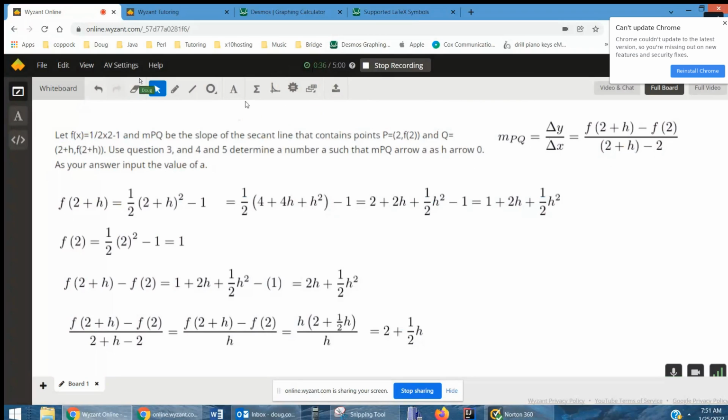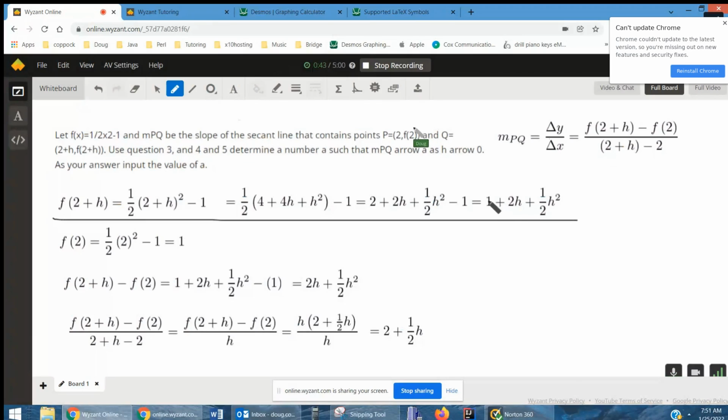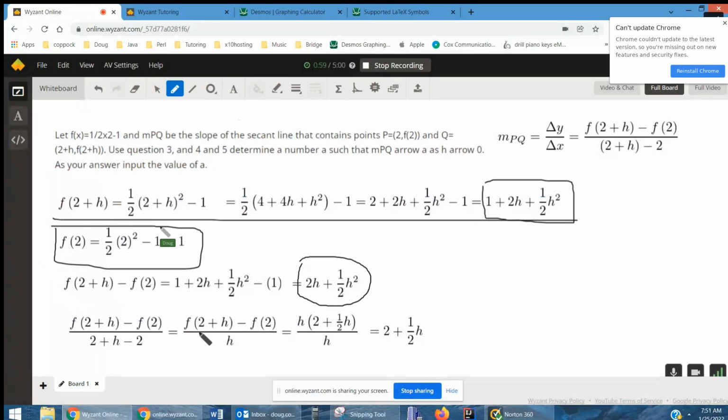Here's all the calculations. I'm not going to go through each one, but this is the change in y resulting in this. I'm sorry, that's f(2 + h). Here's f(2). If I subtract them, I get this. There's delta y right there, or the change in y. And the change in x is just h, 2 + h minus 2.